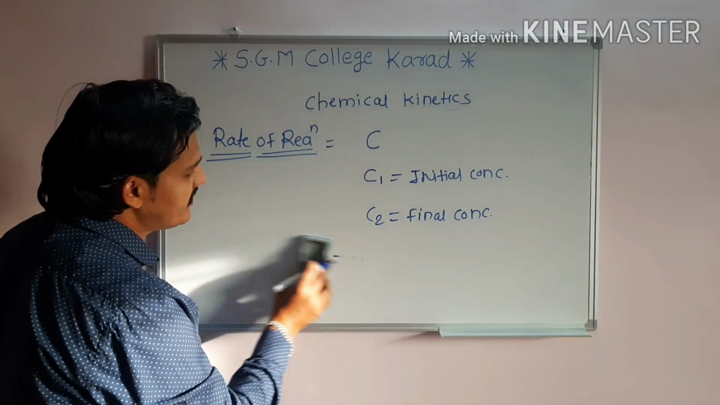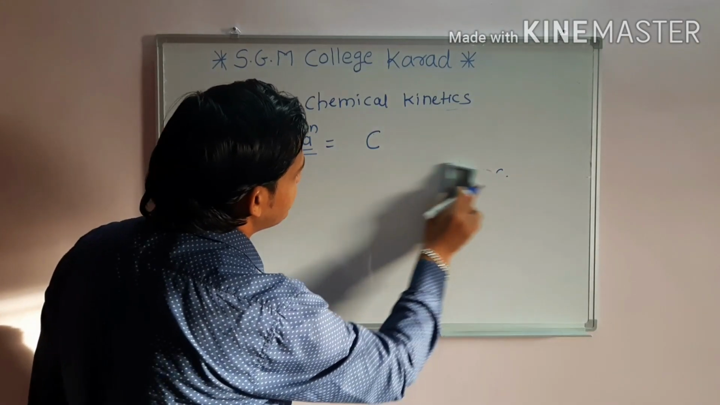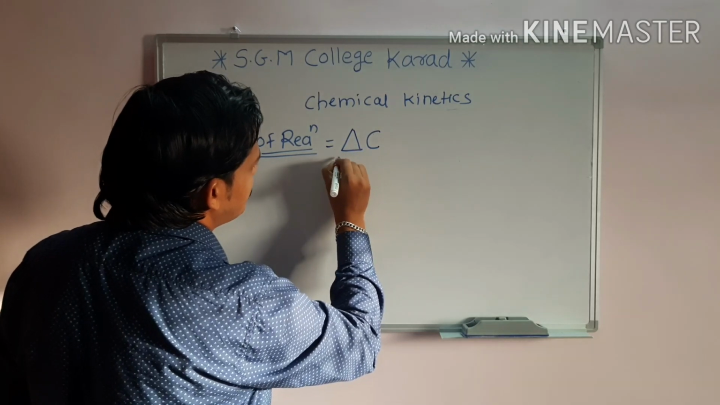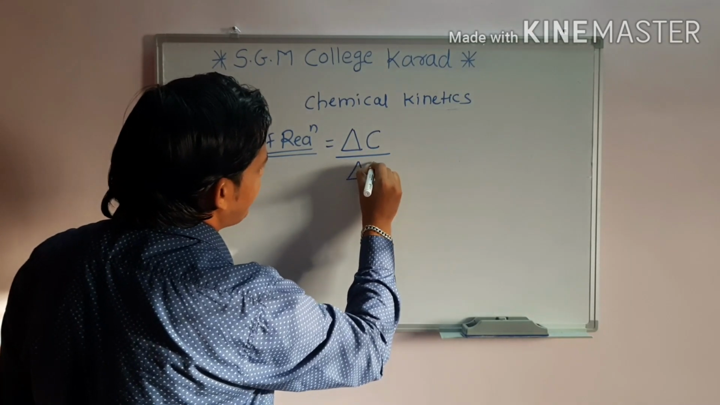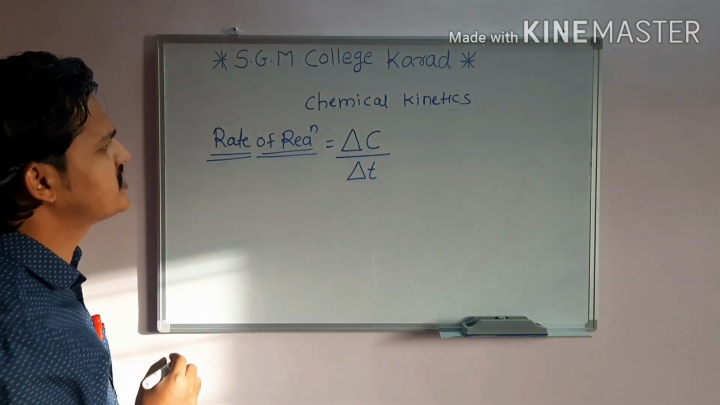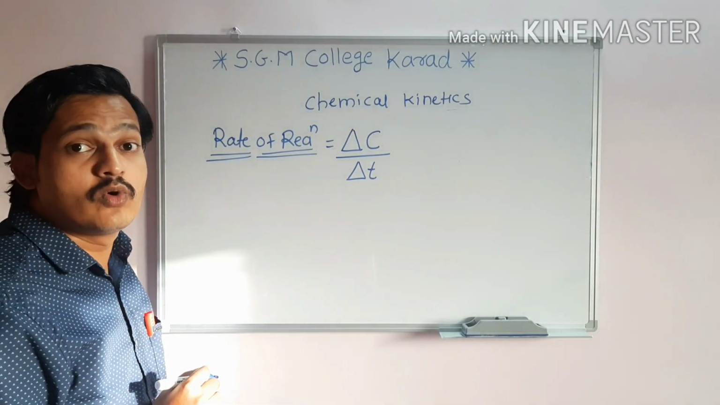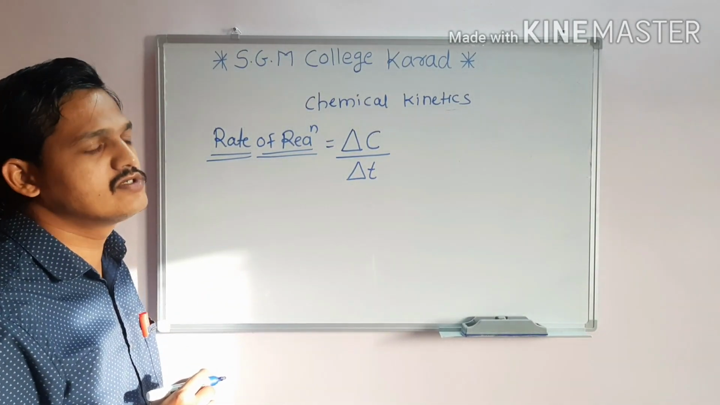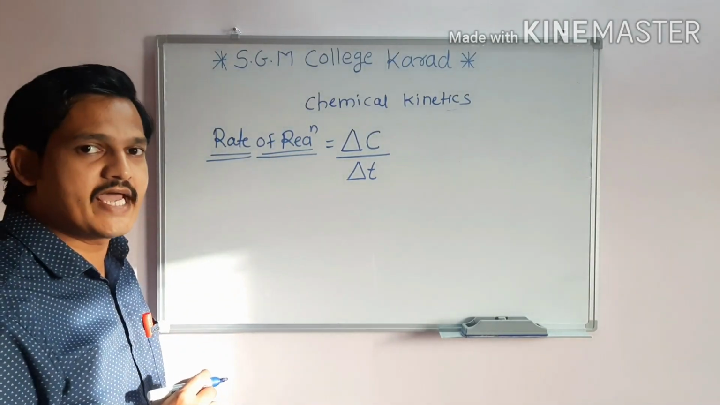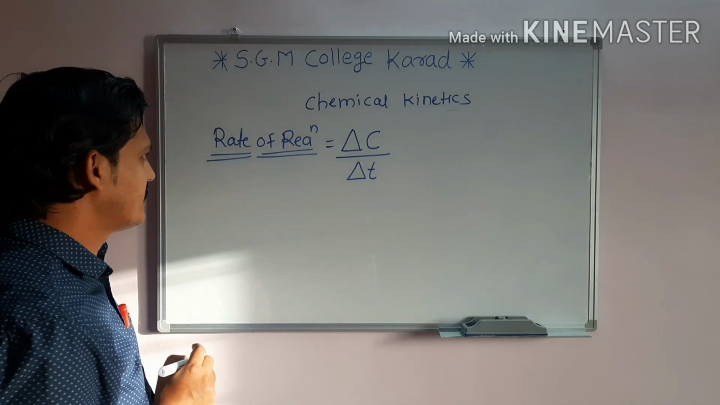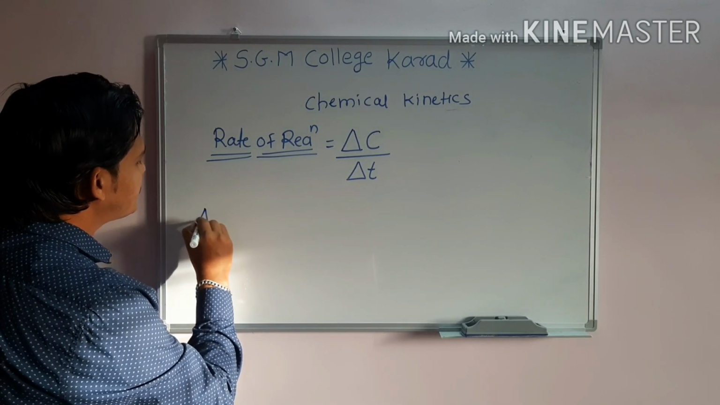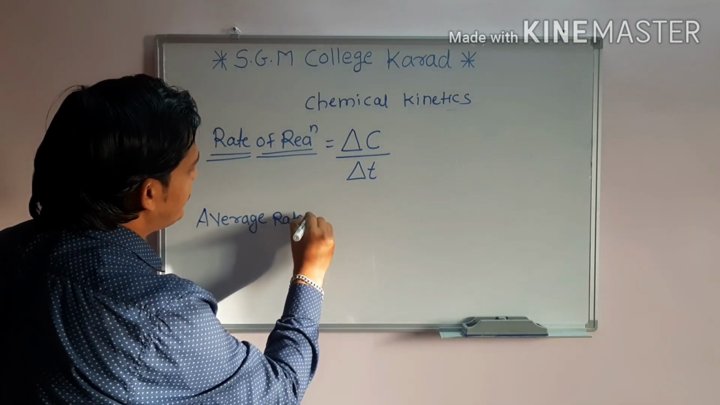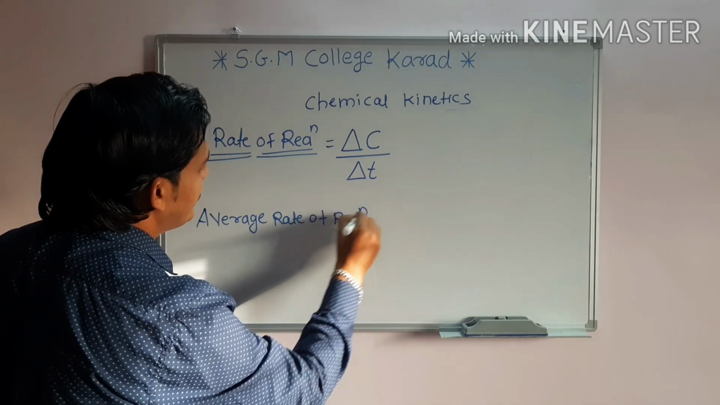So let us move to the definition of rate of reaction. I am telling you the general definition of rate of reaction. Change in concentration of species with respect to time is called as rate of chemical reaction. Now let us move to the average rate of reaction.